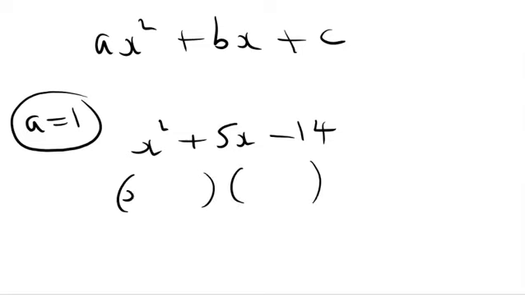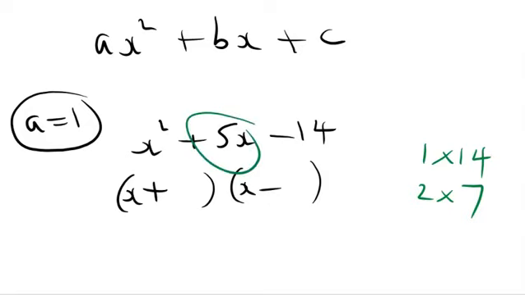Two brackets, we know is x and x to get x squared. And we know it's plus and minus to get a minus sign here. And then for 14, the factors are 1 times 14, or 2 and 7. I want 5 to be my difference, which means it has to be 2 and 7. Which one goes where? Well, the clue is here. The plus sign in the middle, the bigger one must be plus, so 7 goes here and 2 goes here.